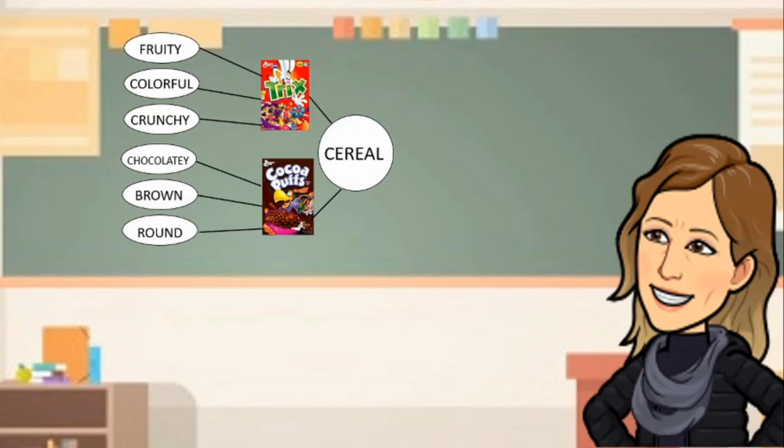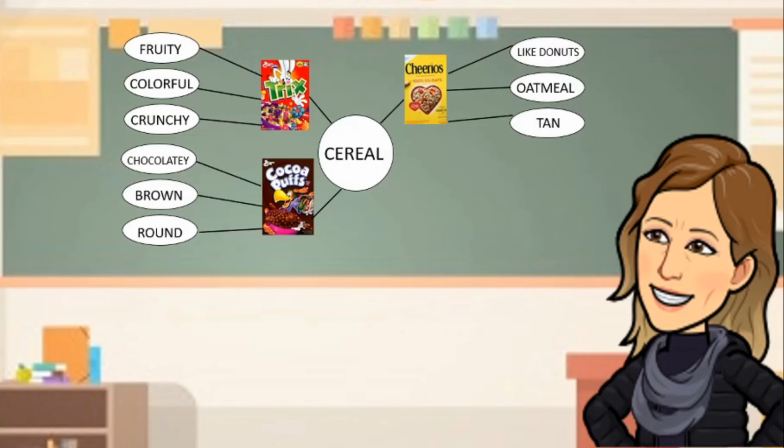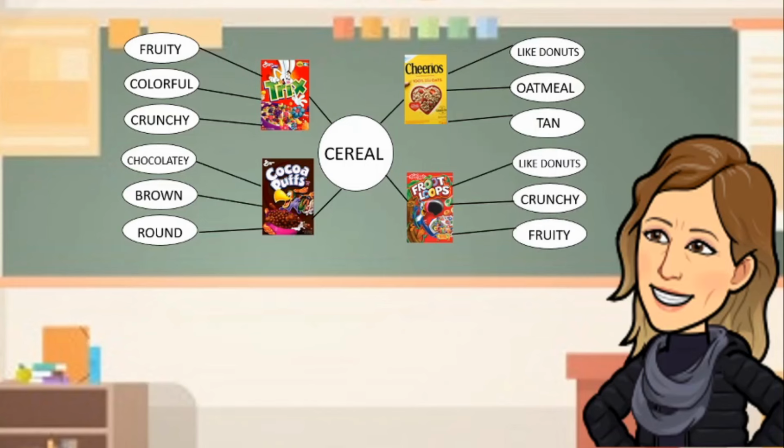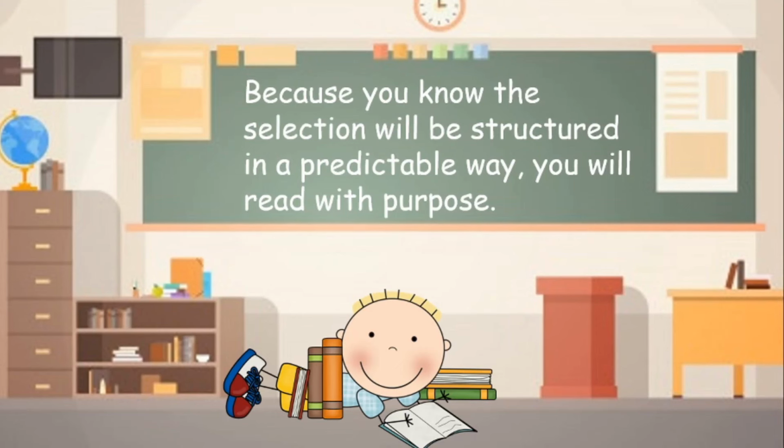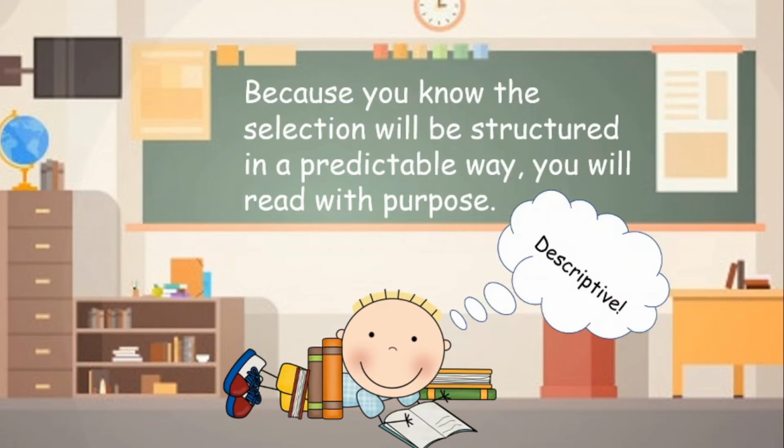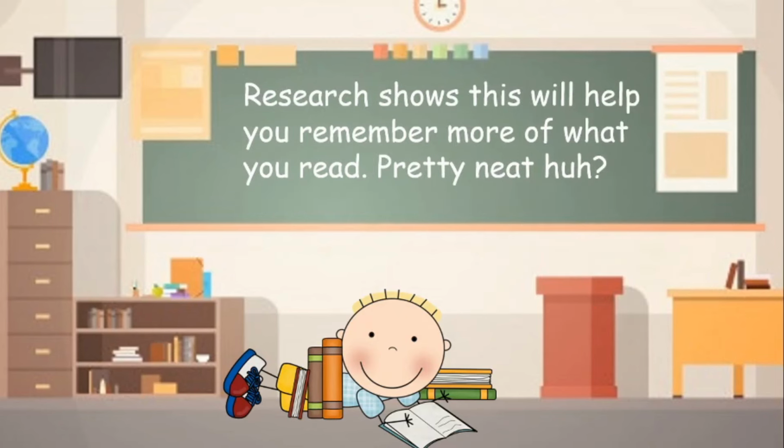Then they might continue writing about Cheerios. They could describe Cheerios as being like little tiny donuts, tasting a little bit like oatmeal, and being tan in color. They might then tell you about Fruit Loops. They could say that Fruit Loops also look a little like tiny little donuts, and that they're crunchy and they're fruity. Because you know the selection will be structured in a predictable way, you will read with purpose. Research shows this will help you remember more of what you read. That's pretty neat, huh?